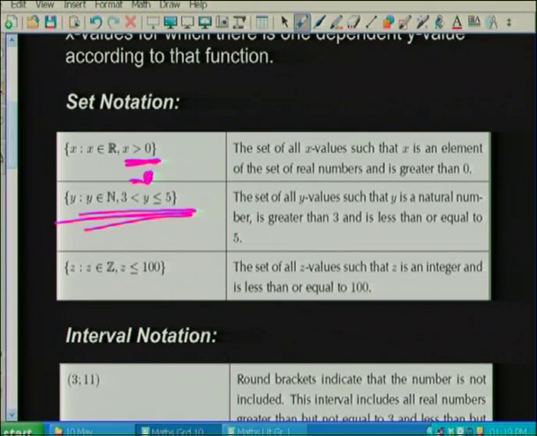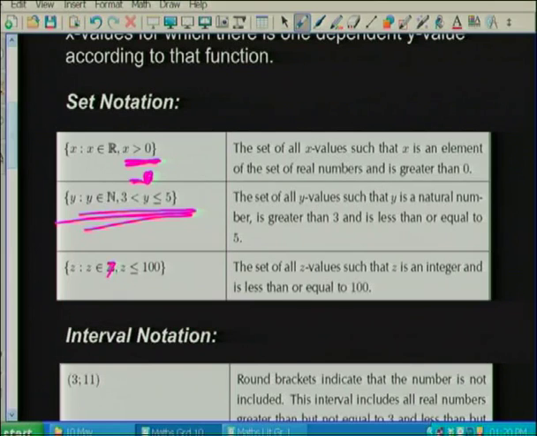So greater than 3, so the first natural number greater than 3 is 4, and then the next natural number is 5, and we are allowed to include 5 because it says less than or equal to 5. Right, now what does this Z mean? Z means an integer. So integers are numbers such as -5, -4, -3, -2, 0, 1, 2, 3, 4. So it's kind of like the natural numbers, except that now I am also including the negatives.